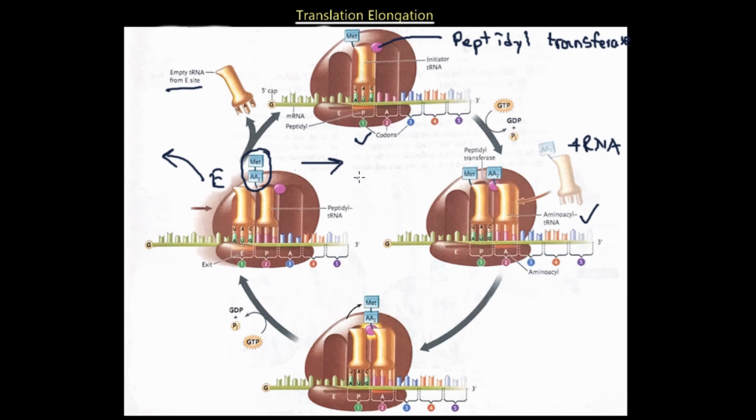Now, of course, the next one is going to come into the A site, and the same thing will happen. The peptidyl transferase is going to cleave this and translocate it to the A site. And then we're going to use a GTP in order to shift and move over to the right again. And that will make the peptidyl tRNA empty because the amino acids have been transferred over to the next one. And it's going to leave, and the cycle begins all over again.